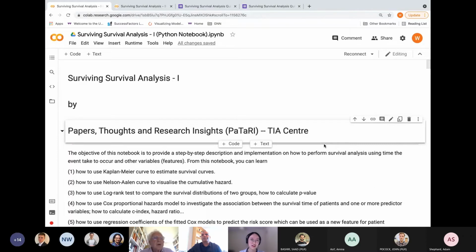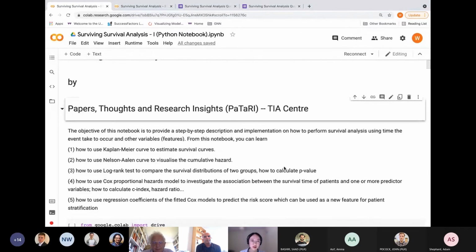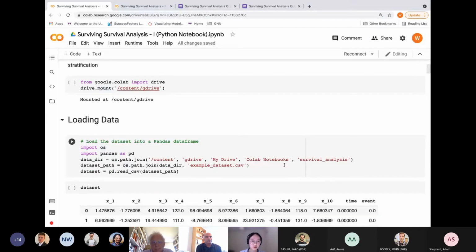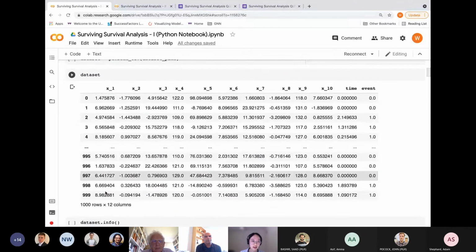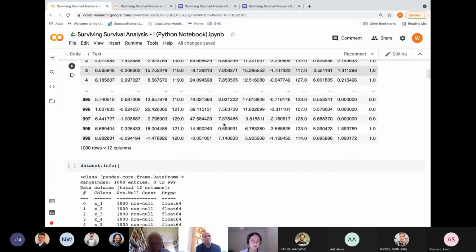Okay. Yes. Yeah, hello. So I'm going to give a quick recap of this notebook that I showed in the last session. This notebook uses a simulated data set, which has 1,000 subjects, and each subject has 10 features, and also the time that this event happens, and also whether the event happens or not. And we name these 10 features X1 to X10.